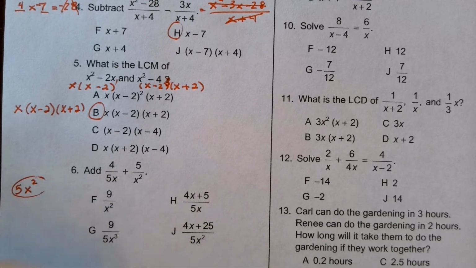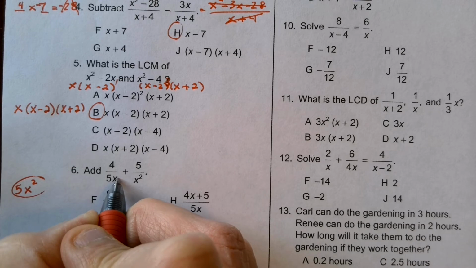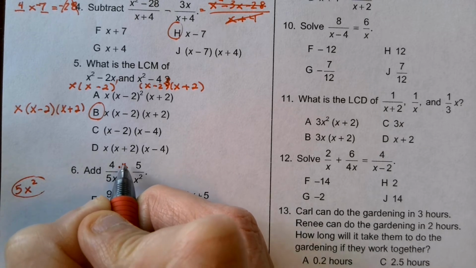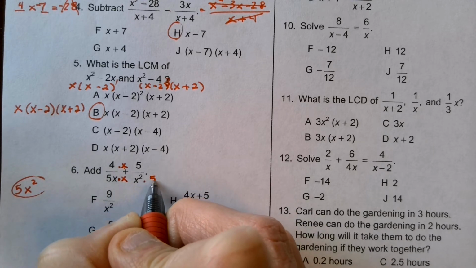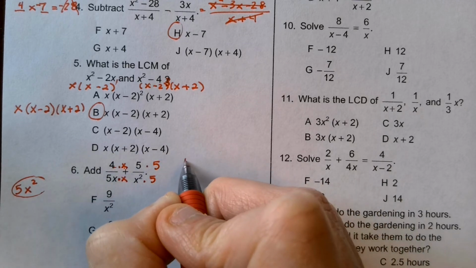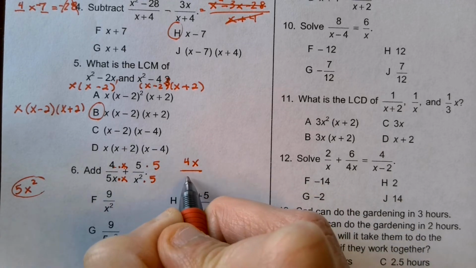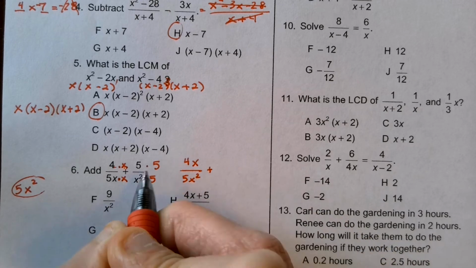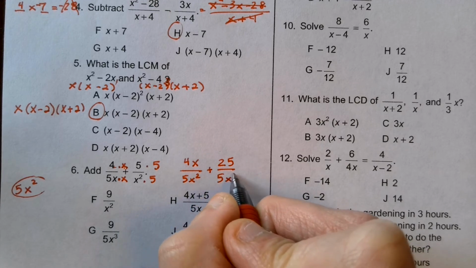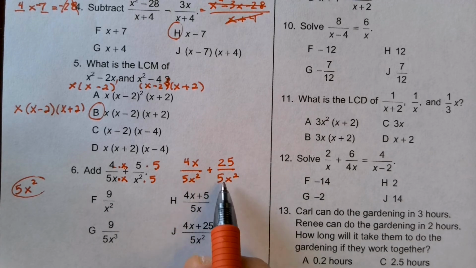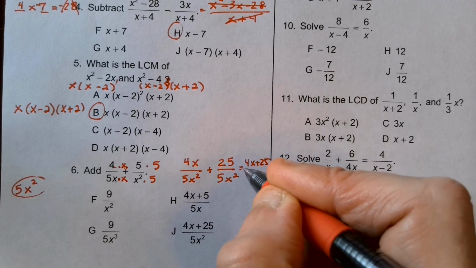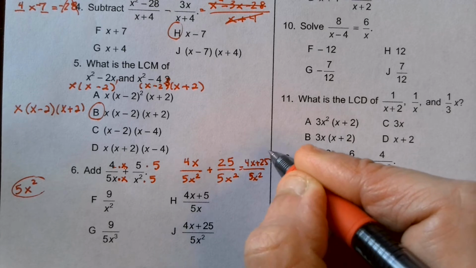So that's my LCM. That means I need to multiply this by x to get this, and then I have to do the top by the same. And this one I have to multiply by 5, top by the same. So I'm going to end up with 4x over 5x squared plus 5 times 5 is 25 over 5x squared. See, that's what we wanted to happen, because now we have a common denominator and we can add them and get 4x plus 25 all over 5x squared. The bottom just stays the same.